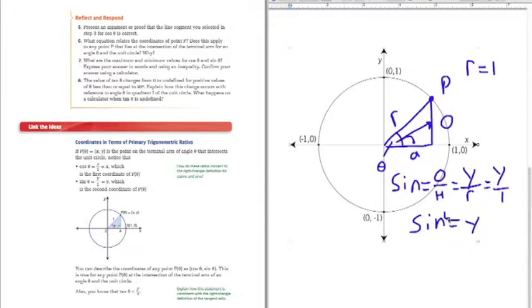Actually, this should be sine theta. Forgot about that. Sorry, guys. That's sine theta. That should be in there. So sine theta equals y, whatever this height here would be.